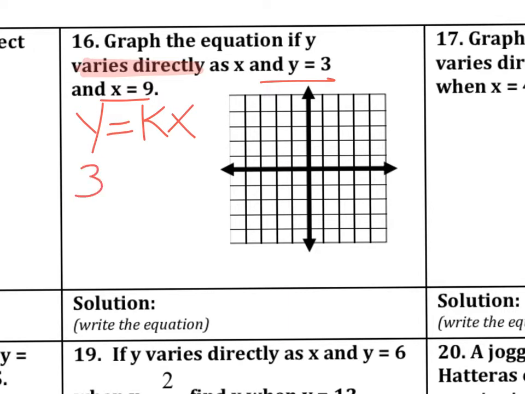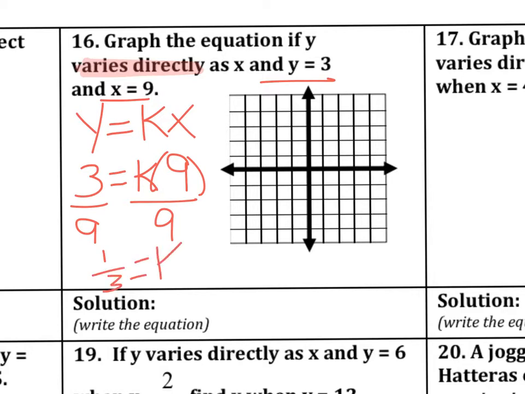So instead of y, it told us that y was 3. K is what we're solving for, and x is 9, so we have k times 9. So in order to get k by itself, we need to divide by 9, and 3 over 9 can be reduced to 1/3.